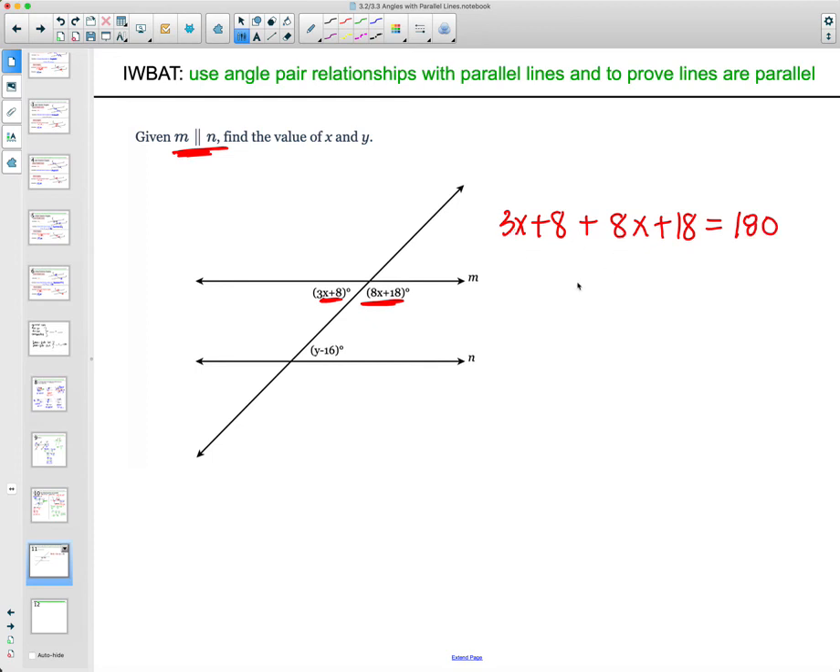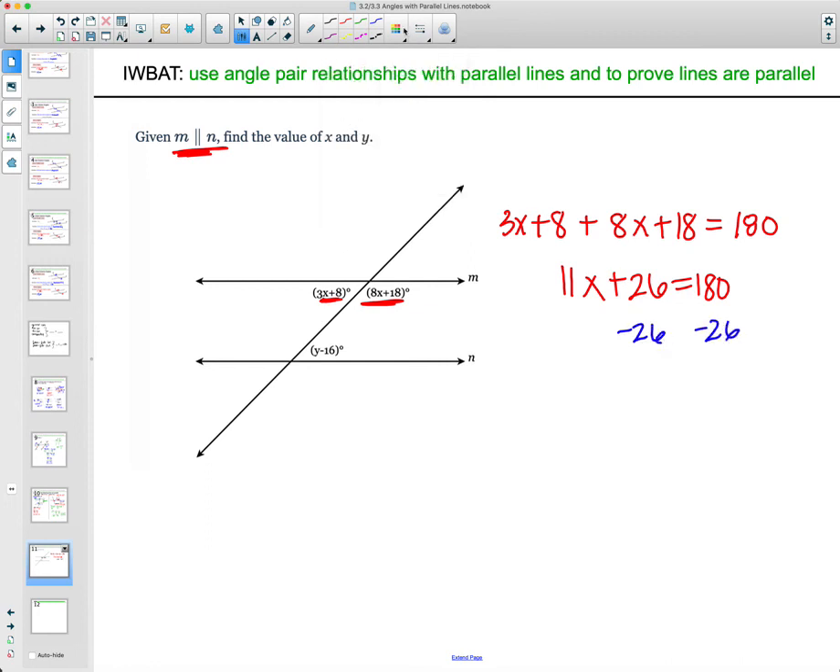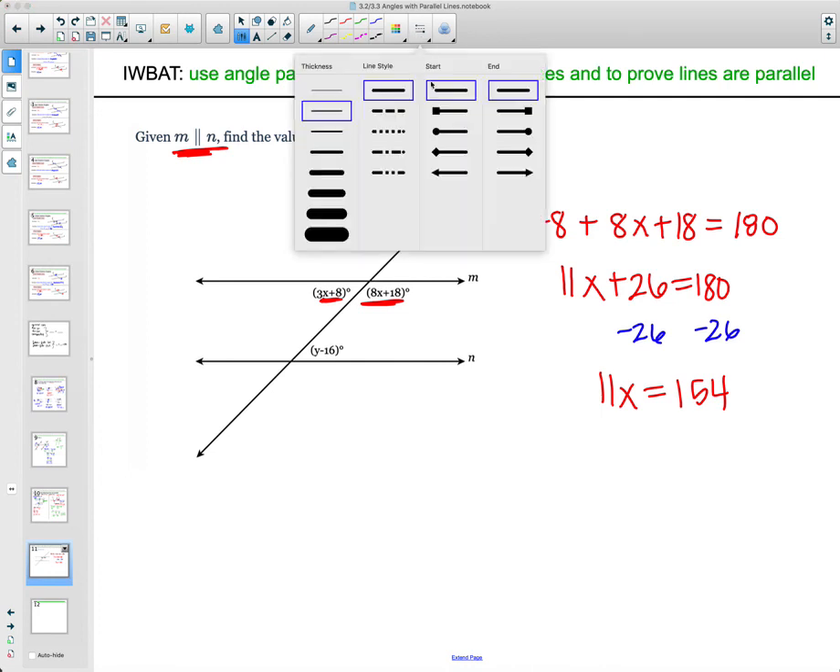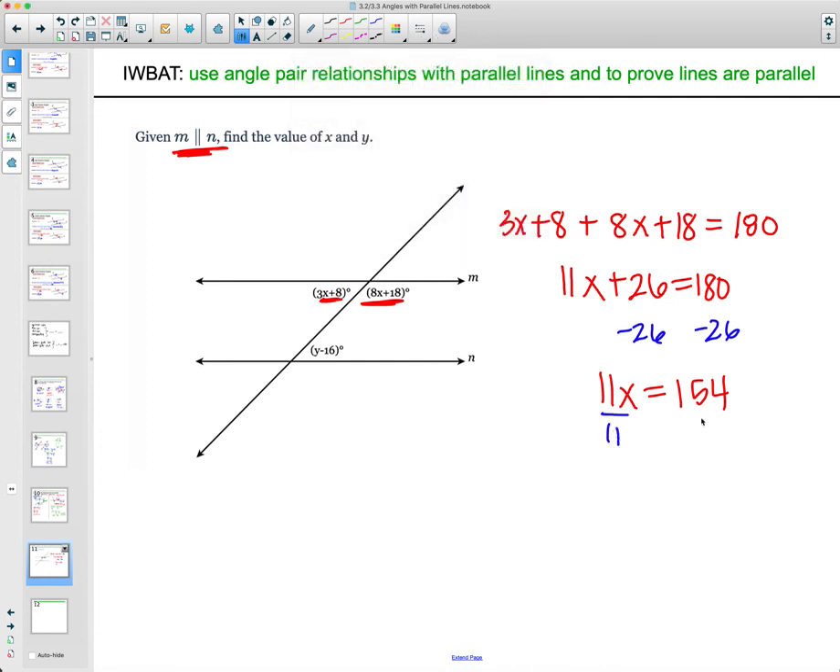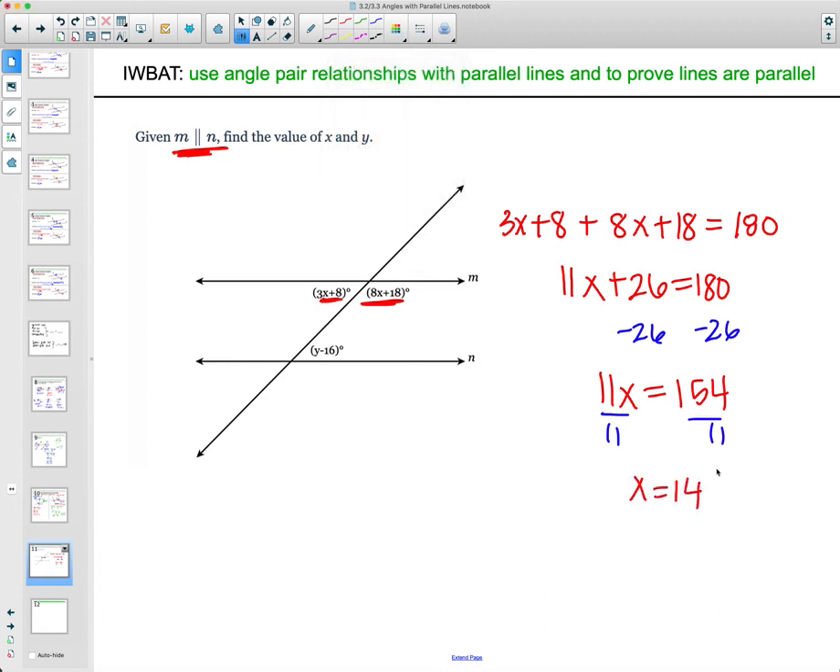Solve. So we'll do 3x and 8x together to get 11x. 8 and 18 to get 26. Subtract 26 from both sides. So you get 11x equals 154. Divide by 11 to get x equals 14.